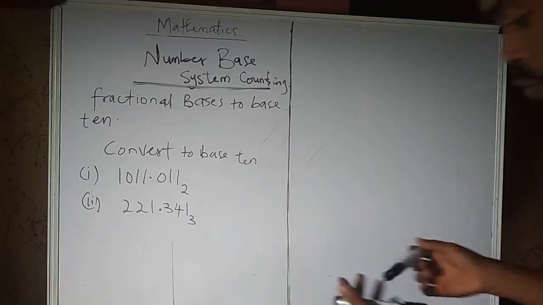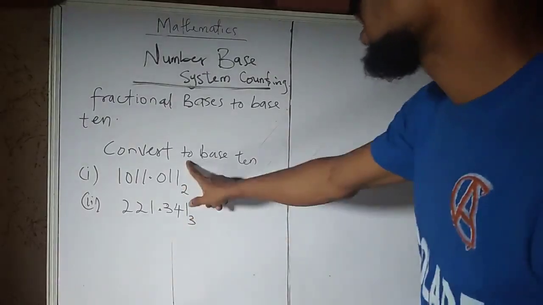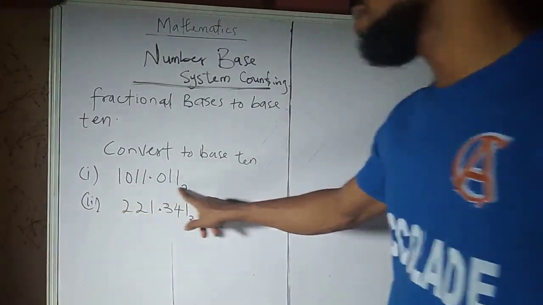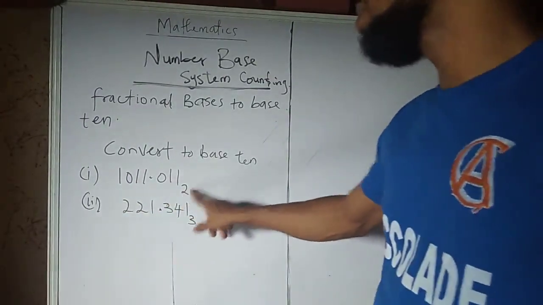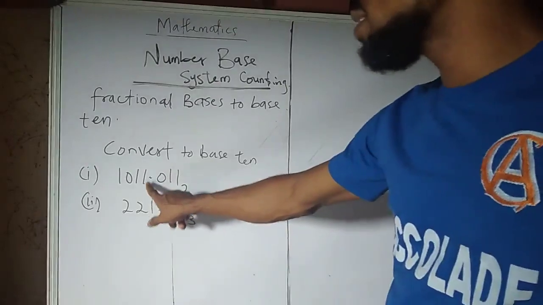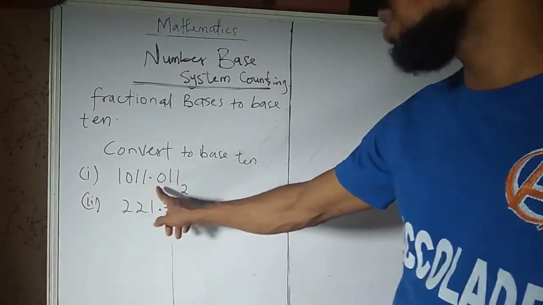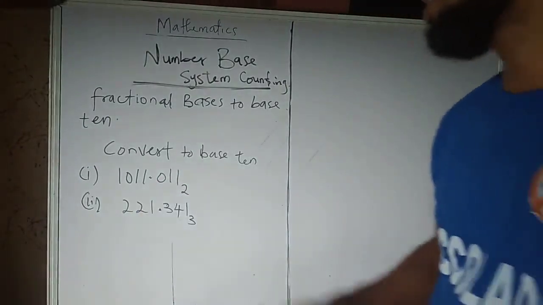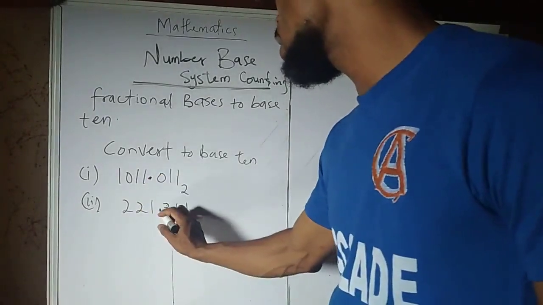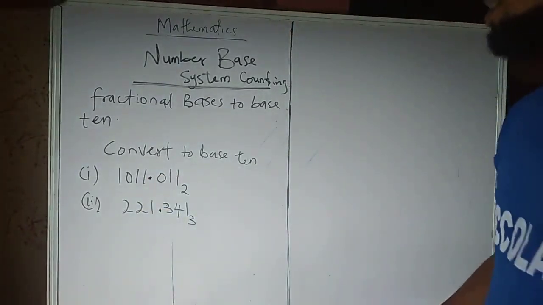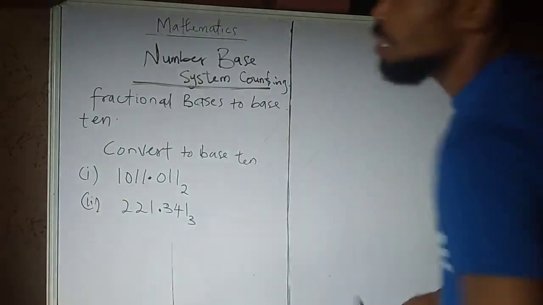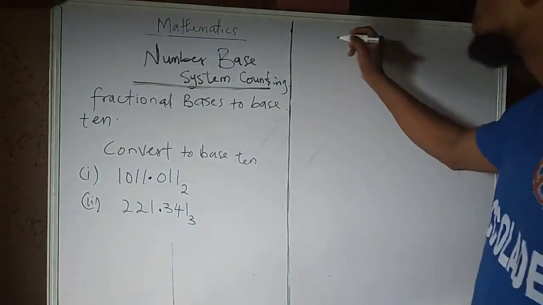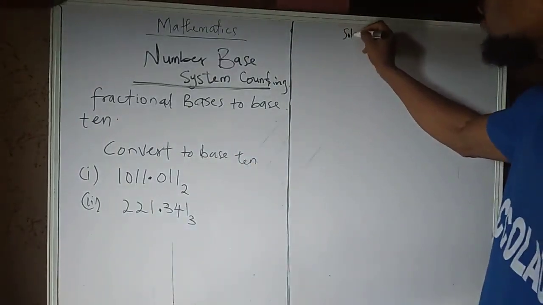Okay guys, so we are going to be converting these numbers you can see to base 10. Now you can see that these numbers are in fraction form. We have a decimal fraction here, there is a decimal point here. So how do we convert these numbers to base 10? Actually, this is simple. Let's take the solution.